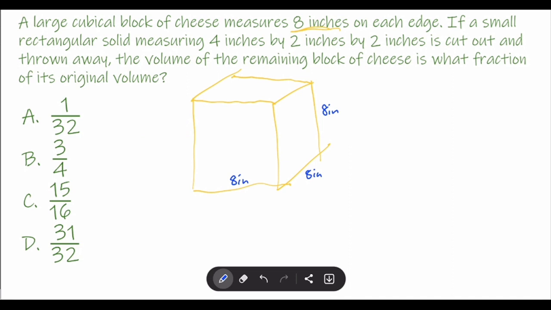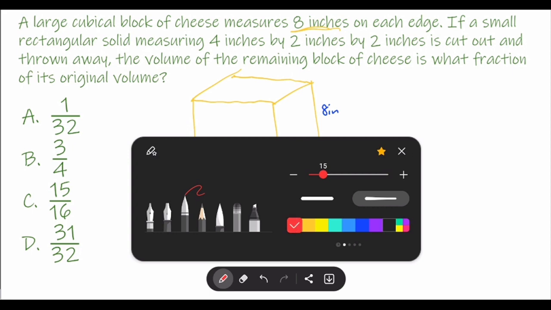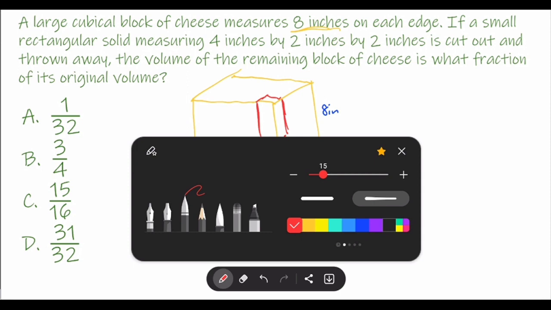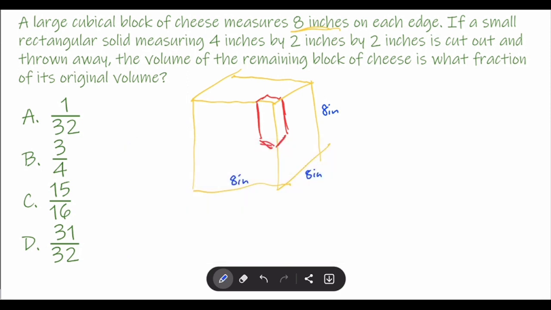Now, if a small rectangular solid measuring 4 inches by 2 by 2 is cut out and thrown away, let's illustrate that first. I'll use another color like red. I'm going to remove this. It says 4 inches, so it probably means half of the 8, and then it's only 2 inches. So this part is being thrown away, unfortunately. This is 4 inches by 2 inches by 2 inches that was removed. So that is gone already.